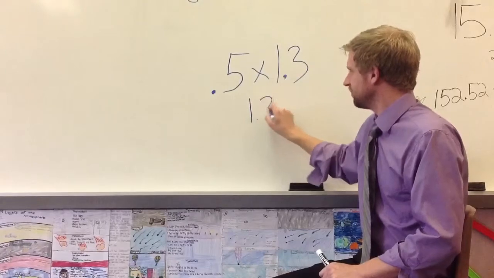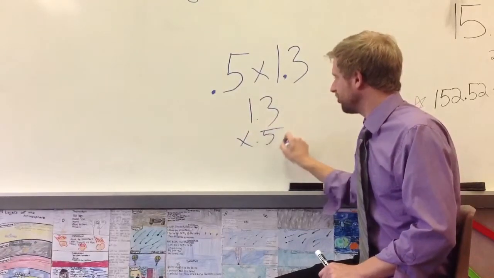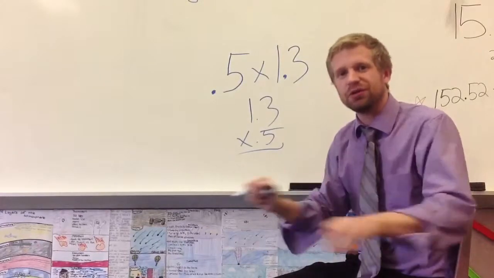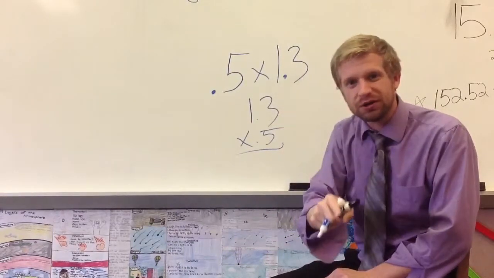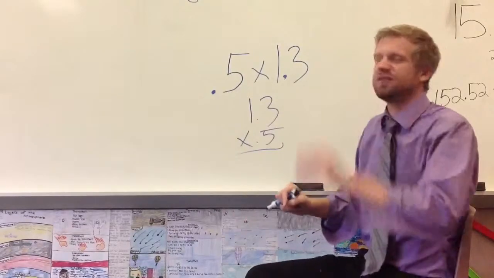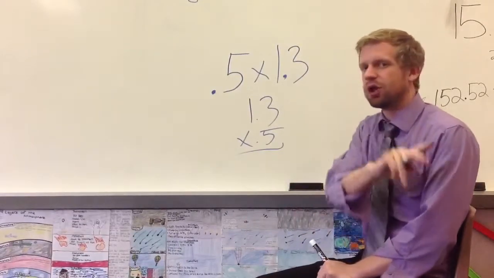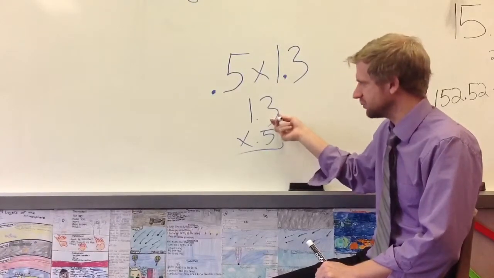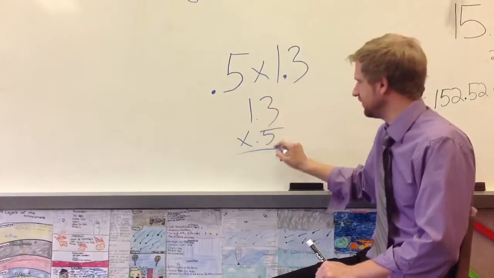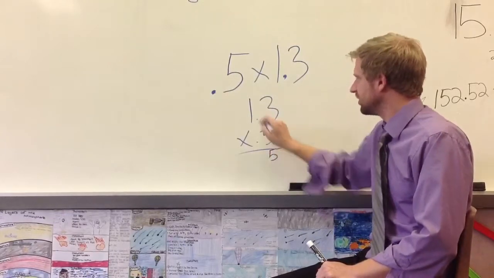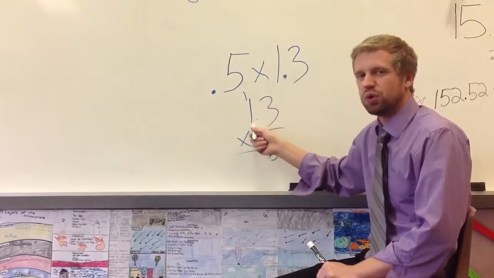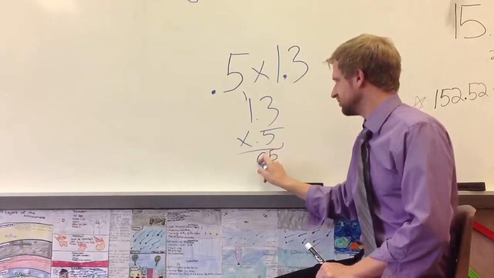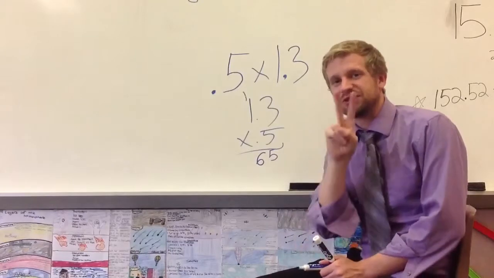First step is to multiply like a regular multiplication problem. Do not worry about the decimal. Act like it's not even there. So I go 5 times 3, just like a regular multiplication problem. 5 times 3 is 15. Write the 5, carry the 1. 5 times 1 is 5, plus the 1 is 6. So I have 65. Now it's time for step 2.